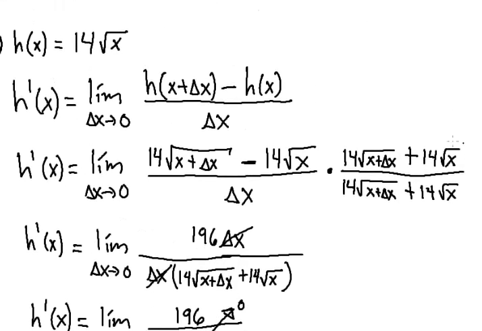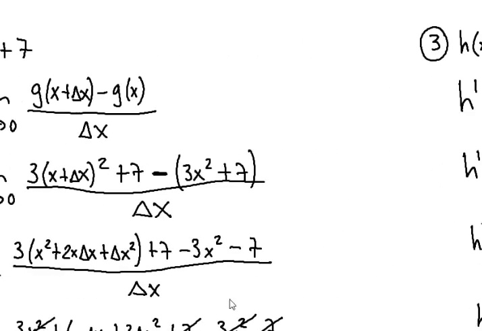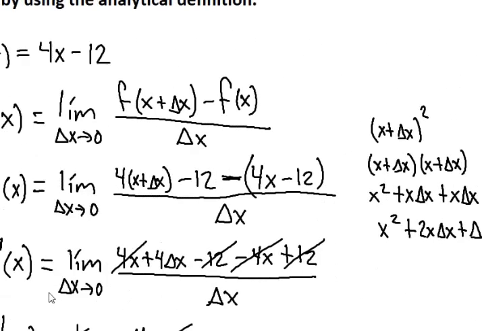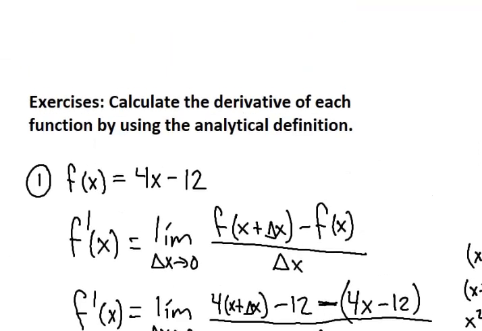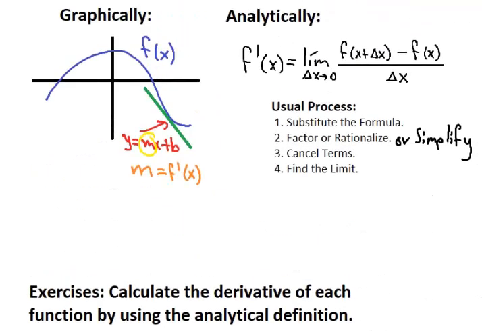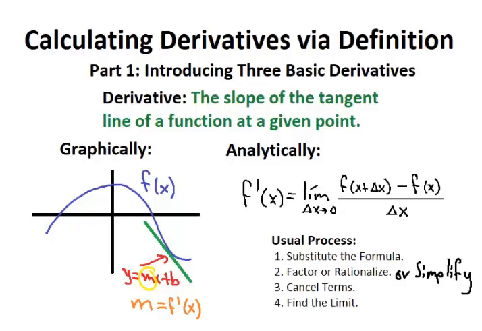In this case, we did the process of rationalizing. You will do that every time you deal with stuff like this one. So either you rationalize, you factor, or you just simplify. Those are the three main processes you will have to use whenever you solve or calculate a derivative via definition.